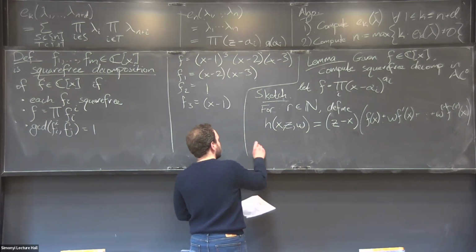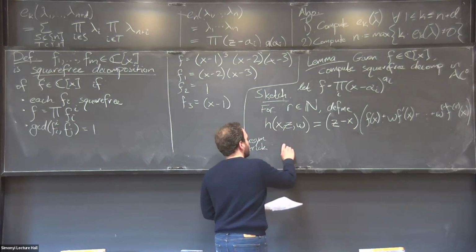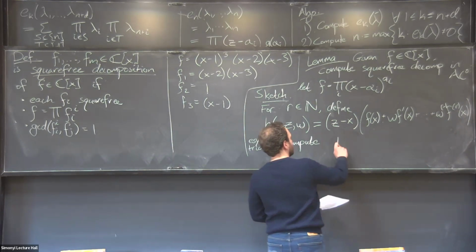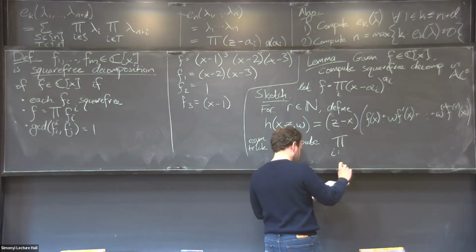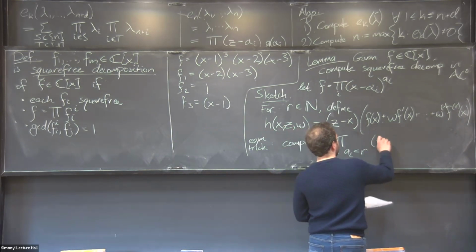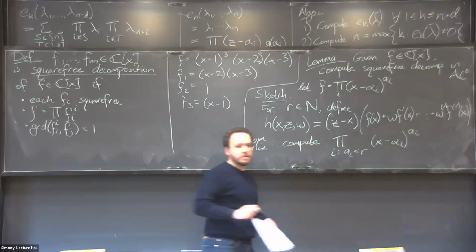So this, same trick using the elementary symmetric polynomials, allows us to compute this product. So I look at the product of factors that have multiplicity less than r, but I still pick them up with the same multiplicity.